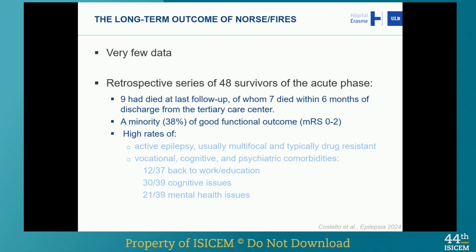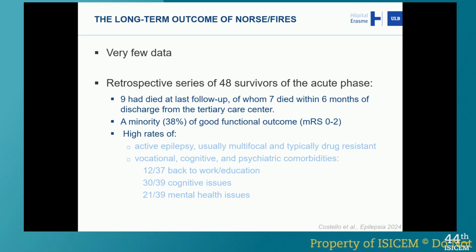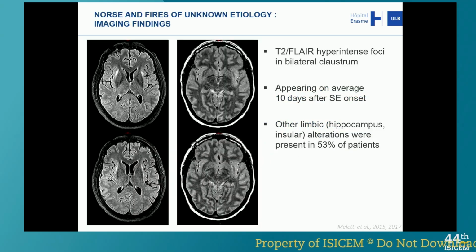These are data that we recently published on the long-term outcome. So active epilepsy in almost all the patients, typically drug resistant, usually multifocal, so tough to treat chronic epilepsy. A third of them were able to go back to work or prior education. Sorry, the pointer doesn't seem to work anymore. Most of them had cognitive issues or mental health issues.